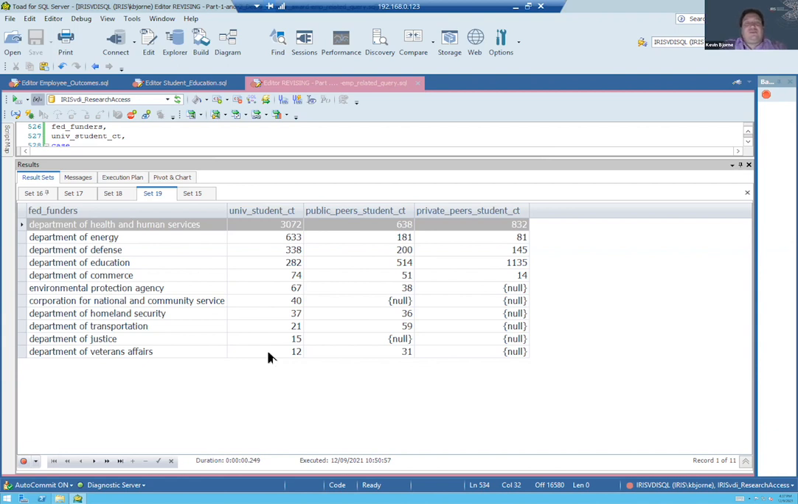Now, interestingly, if you go down to the Department of Education, we see that the peer groups support on average more students than at the target university that I'm working on here. And then if you go further down the list, the numbers drop off, and where we have the null values, those numbers fall below 10 students. So again, for this presentation in particular, we're masking those values to preserve privacy protection.